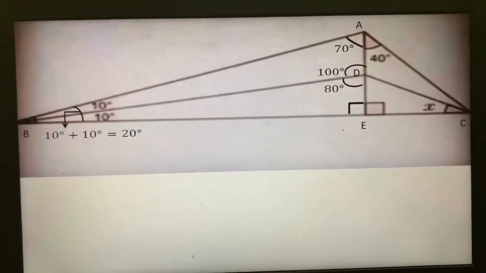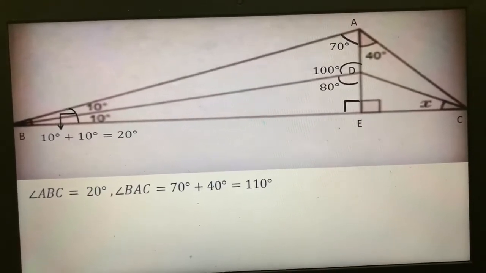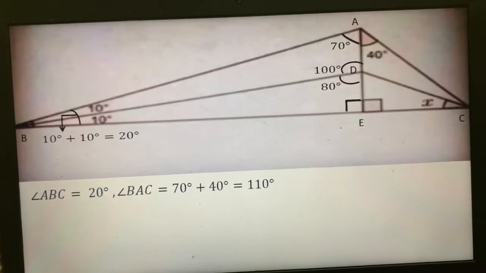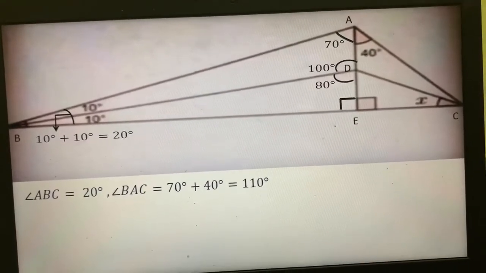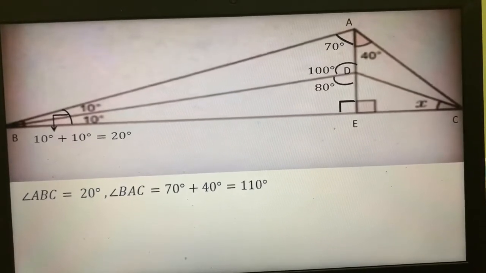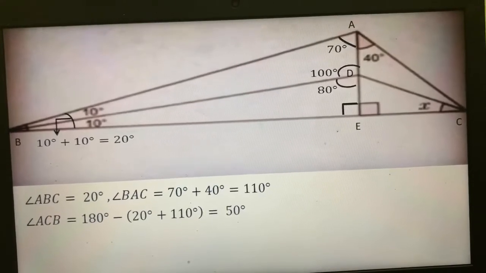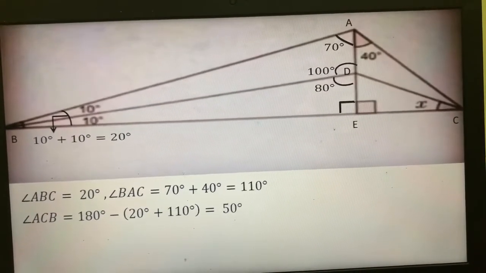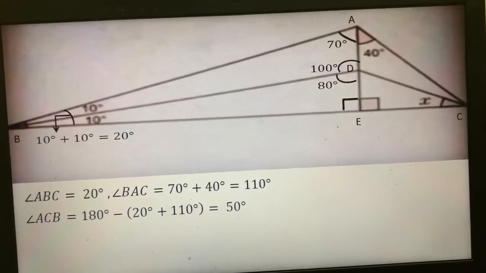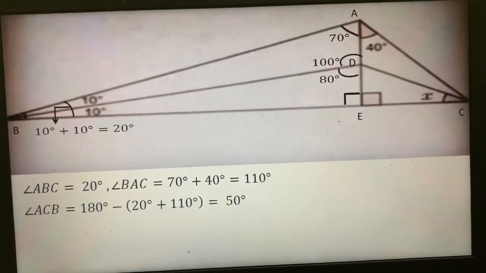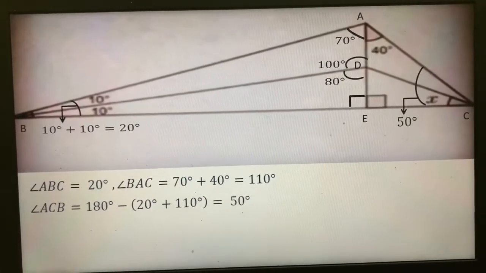Another thing that we have missed out is angle ACE. How can we find angle ACE? We know angle ABC is 10 plus 10, 20 degrees. BAC is 70 plus 40 equal to 110. Therefore, ACE or ACB will be 180 minus 20 minus 110, because in triangle ABC one angle is 20, one angle is 110, so the remaining will be 50 degrees. Clearly it's mentioned in the figure as 50 degrees.